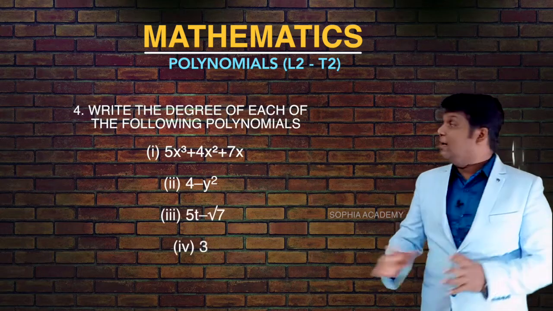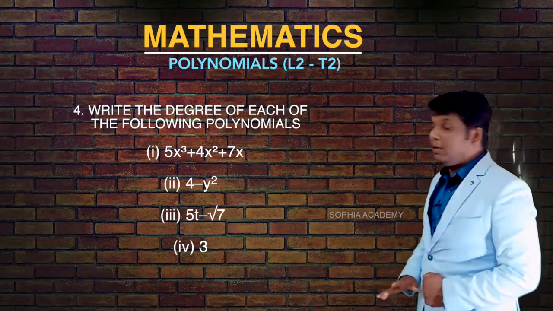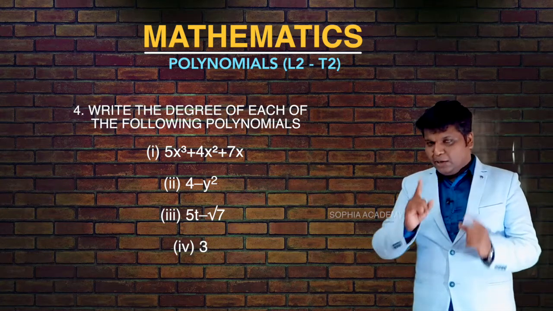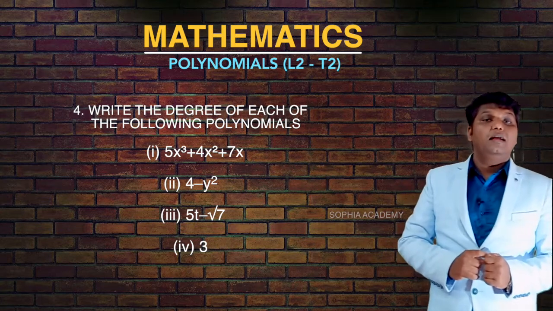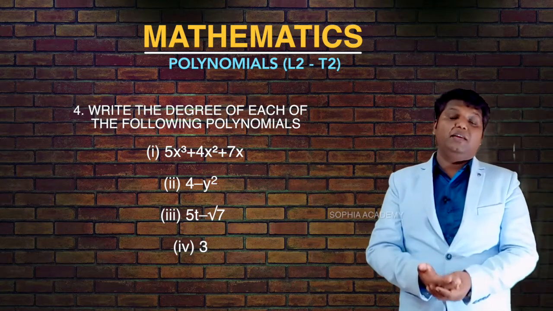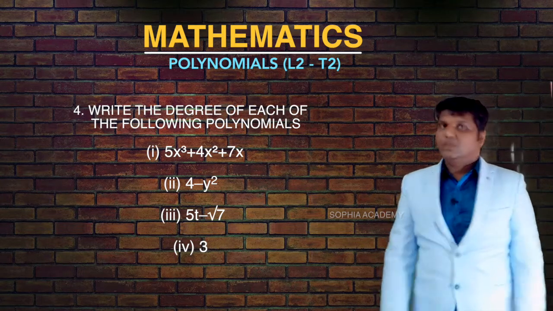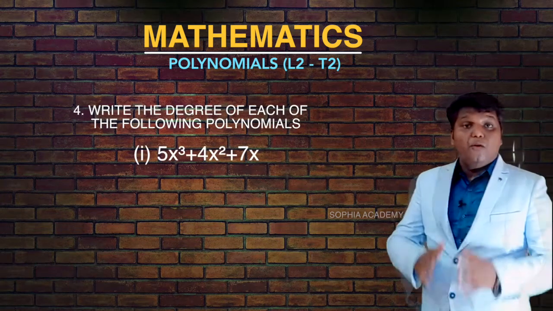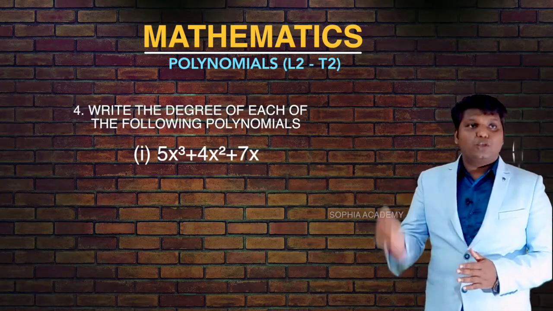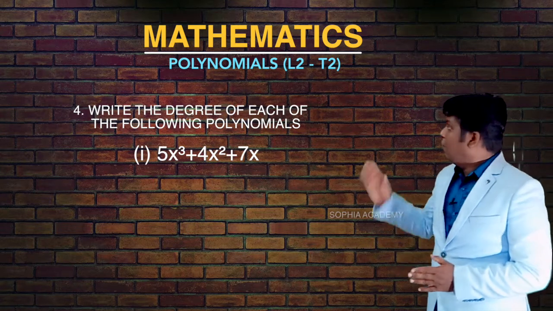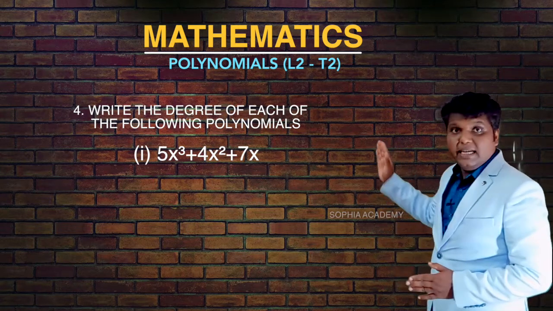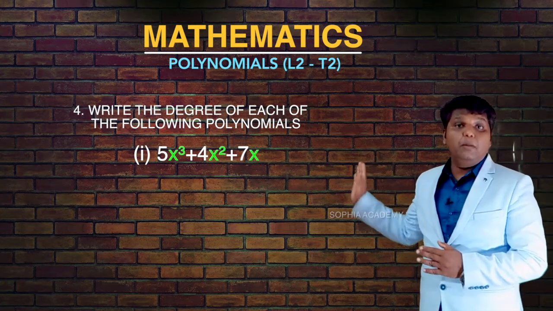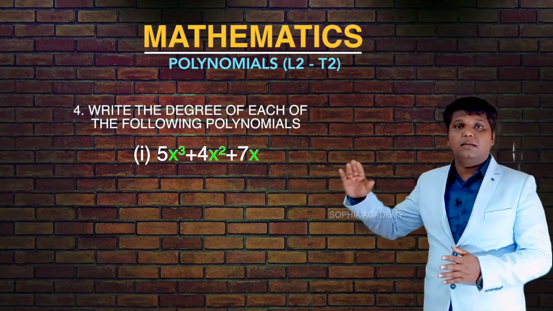Next one, main question number 4. Now we are going to write the degree of each of the following polynomials. Here the polynomials will be given and you have to mention the degree. How to mention the degree? Check out each term of the given polynomial and then find what is the highest power given there. And that highest power is what we call the degree of the polynomial. So let's go with the first question: 5x cube plus 4x square plus 7x. 5x cube, you can see here x cube, x square, x. I'm just checking on the variable part. There is nothing to deal with the constant part, so I'm just neglecting those things.